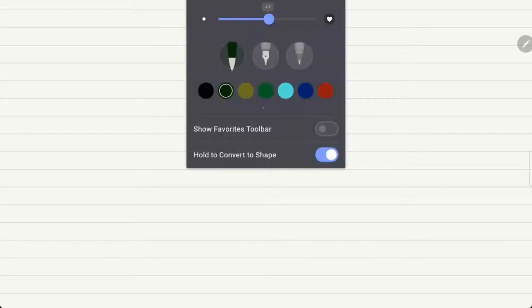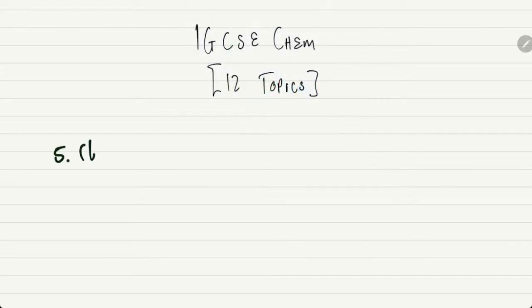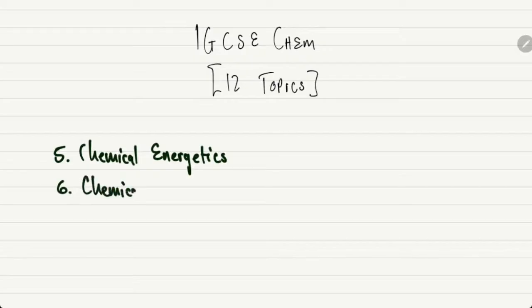5, chemical energetics. We did it, and we did exothermic, endothermic, bond energy. You can check that video which I did for you guys. You just need to remember the formula for bond energy calculations. Then you have chapter 6, which is chemical reactions. Chapter 6 is chemical reactions.